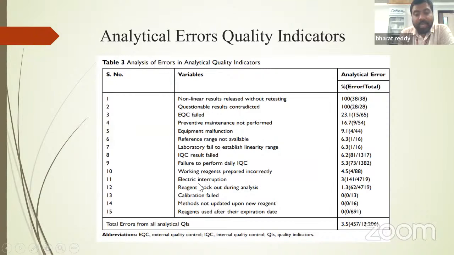And electric interruption. This is also very important. Every equipment will require a proper UPS. Why? Because electric interruption will also cause errors. That is 3% error shown by failure of electricity. And reagent stock out during analysis, so the stock of the reagents has run out. And calibration failure. This is 0%. Why? Because with automated instruments, when the calibration fails, it does not perform any test. That's why it is 0%.